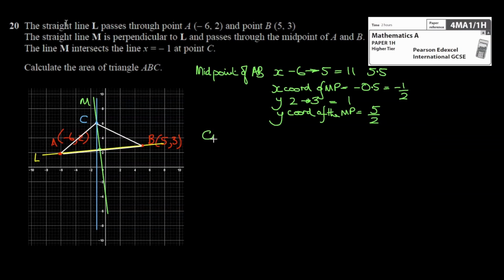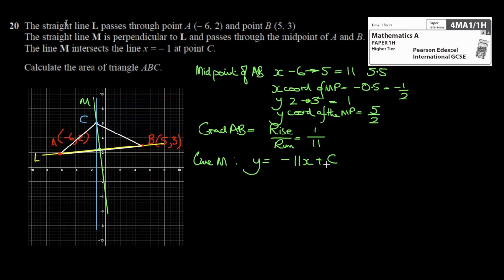So the gradient of AB is equal to the rise over the run, the rise being 1 over, it's a positive gradient, 1 over 11. So line M, y equals mx plus c, well, that's perpendicular to AB, so it will be the negative reciprocal of 1 over 11. So our gradient here will be -11x plus c.